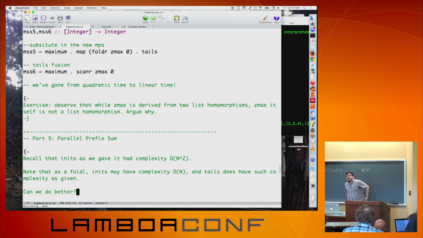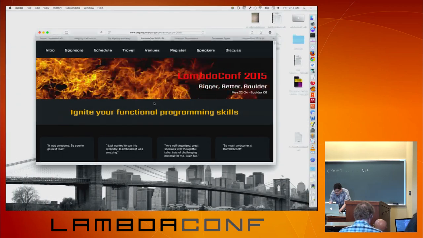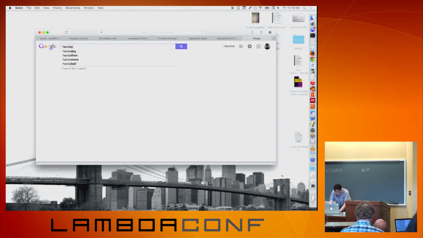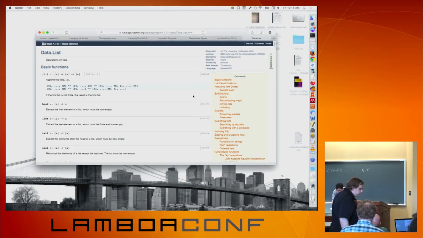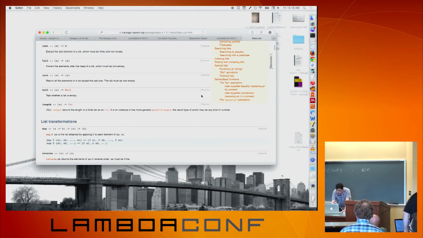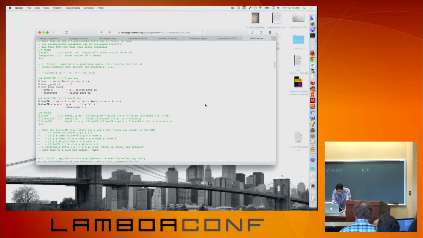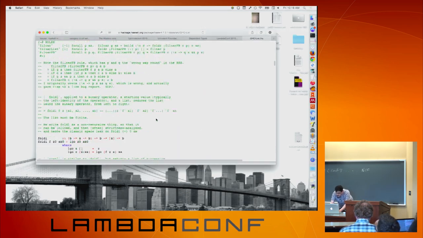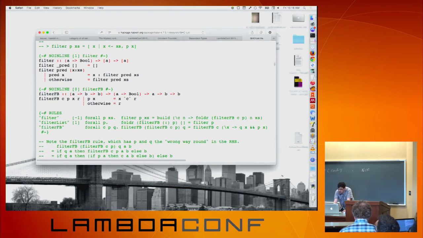Not in the REPL, in the source code. Let's see if I can pop it up. So here's Data.List in Hackage, and I'm going to look at the source code. And here are the rules. So this is a worthwhile digression. Here are the rules for filter.